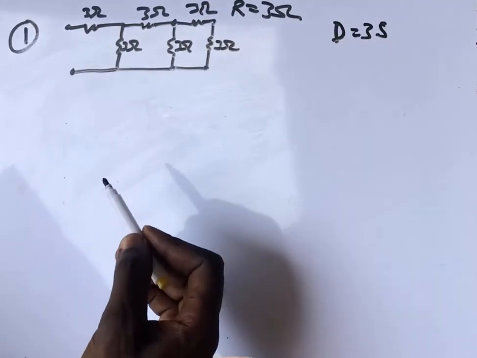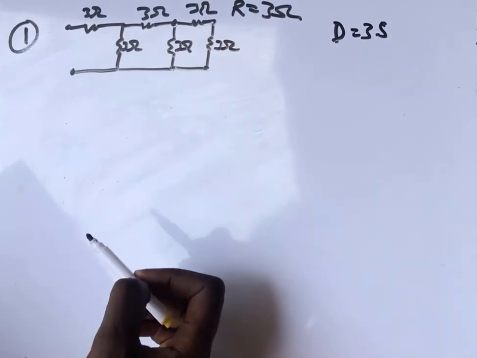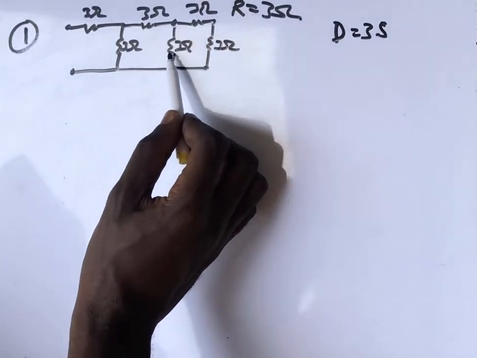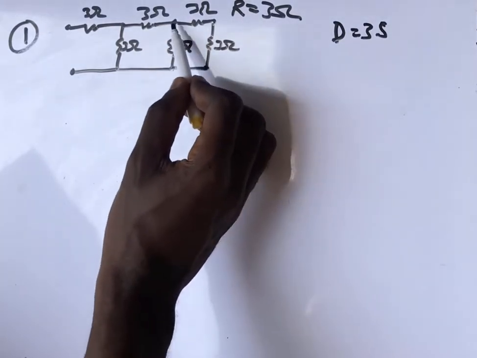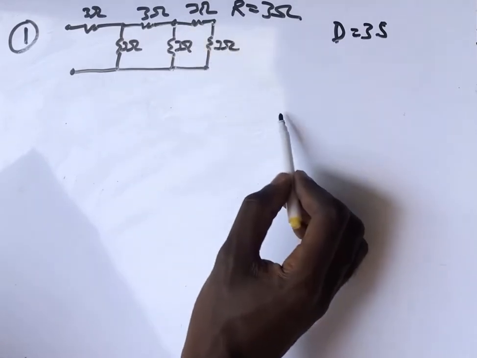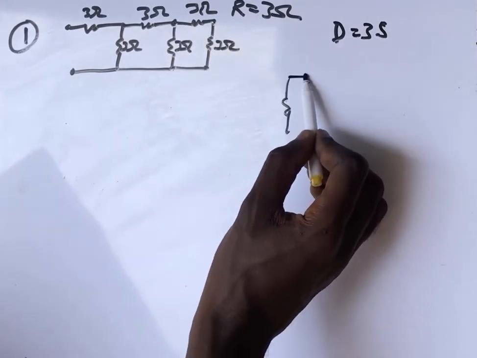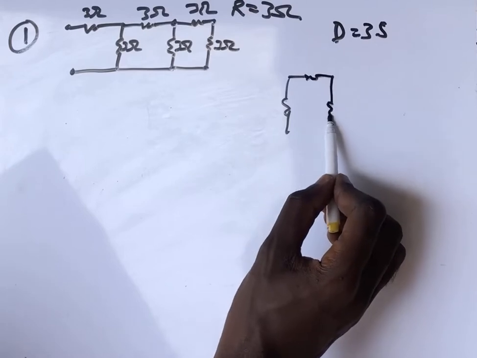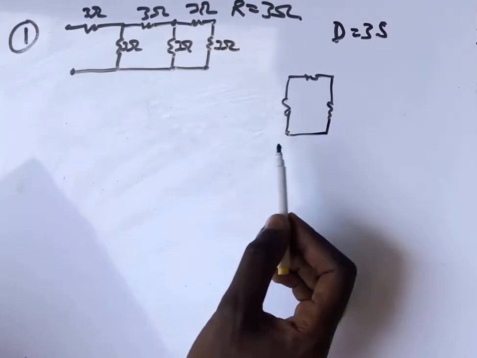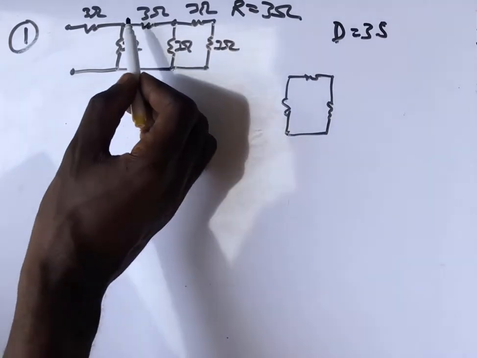In case you haven't, you can also follow, you might understand. Okay, so this is a delta arrangement. This is a delta arrangement because we have 3 resistors which are either in series or parallel, and then we have another one over here.